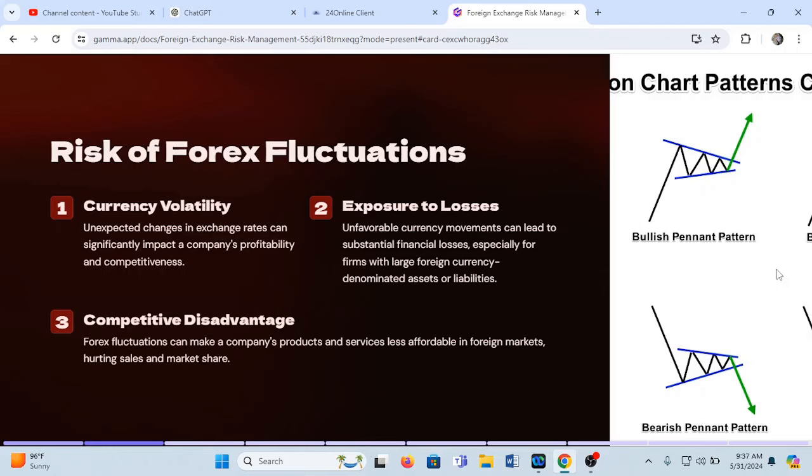First is currency volatility. You see, unexpected changes in the exchange rate can bring a significant impact on the company's profitability and competitiveness. Let's say there is a company called ABC Limited. Now this company has a cost advantage. They are able to produce products which are available in the market at a cheaper rate. Let's say this is somewhere in China. This ABC Limited has cheap labor, and you have technology in place. With this, you are able to develop a product which is very, very cost effective.